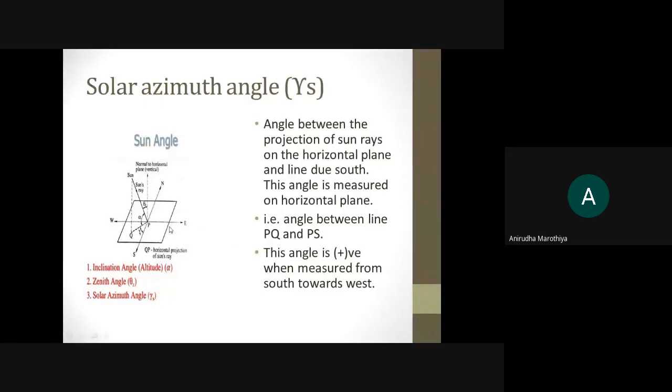And with respect to this diagram, it is defined as the angle between your PQ and PS. So the angle between PQ and PS is known as solar azimuth angle.